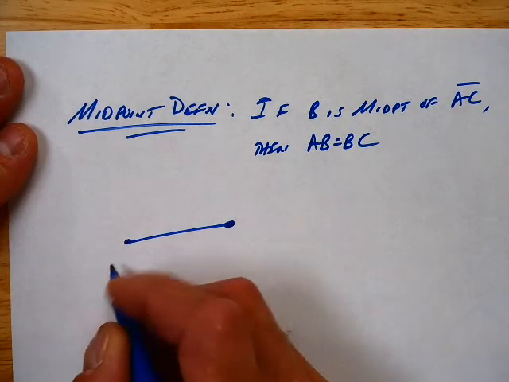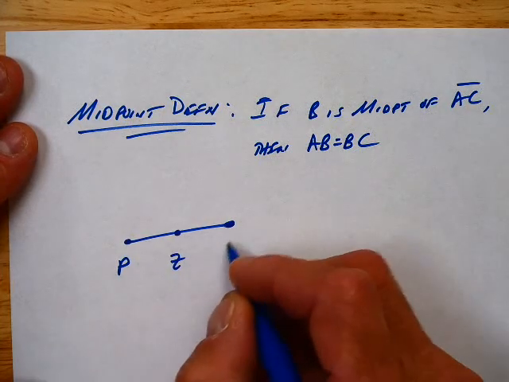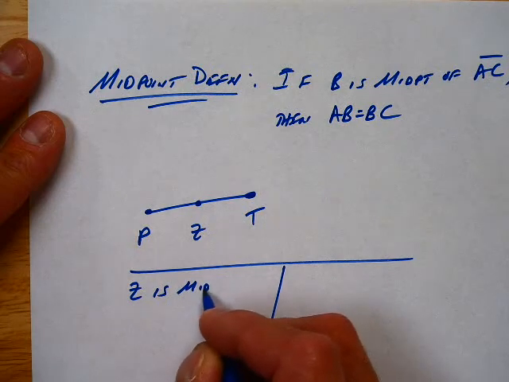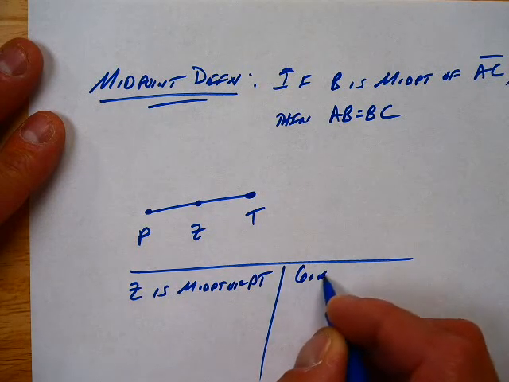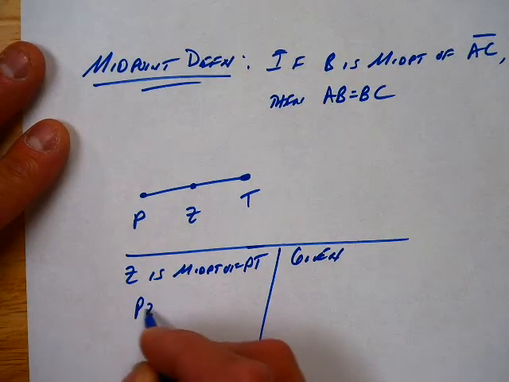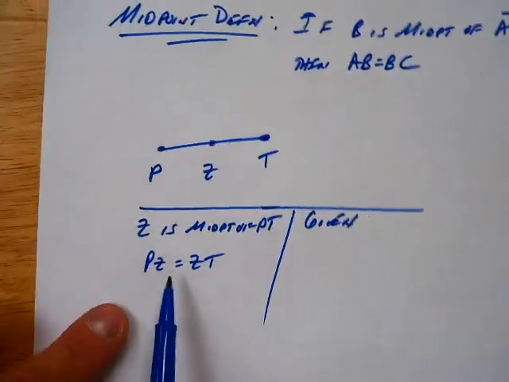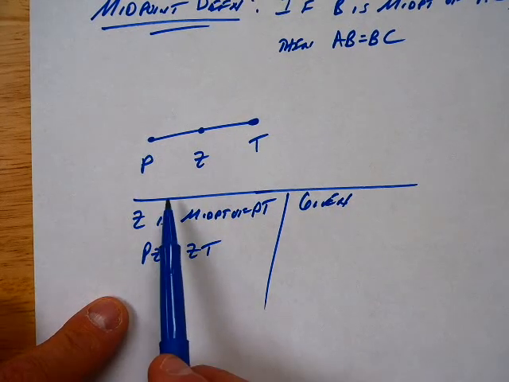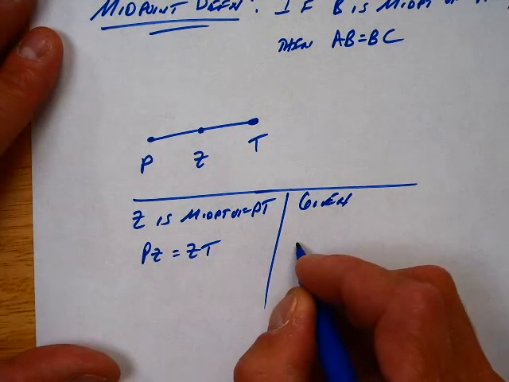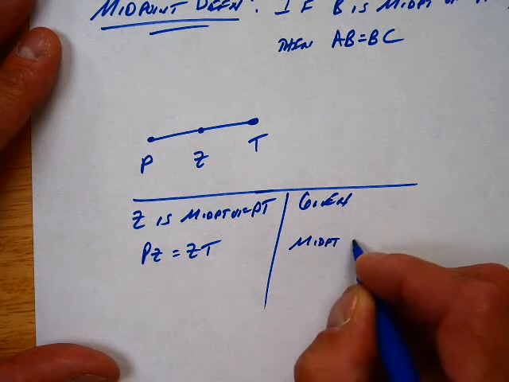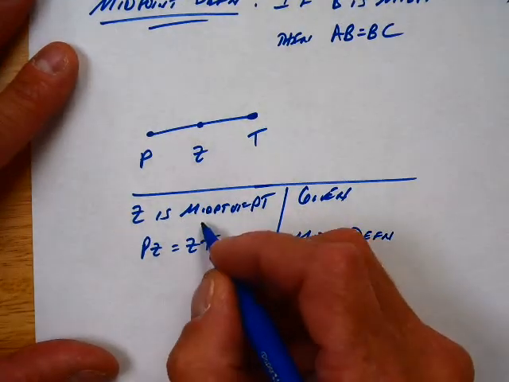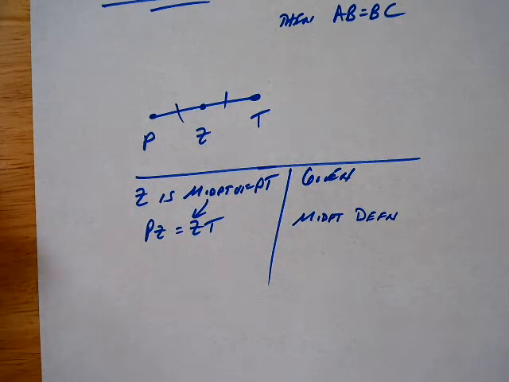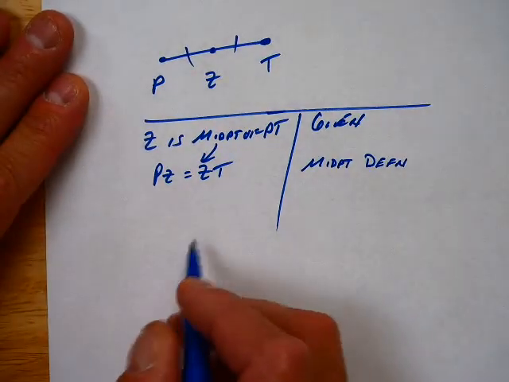If I would say P, Z, T, if somebody would tell me in the given, Z is midpoint of PT, given, and they go from that to PZ equals ZT. Why are these two the same? Because Z's the midpoint, right? That's just by the midpoint definition or definition of midpoint. I don't care which order you go. And anytime I put that in a proof, I'm going to label it on my drawing.